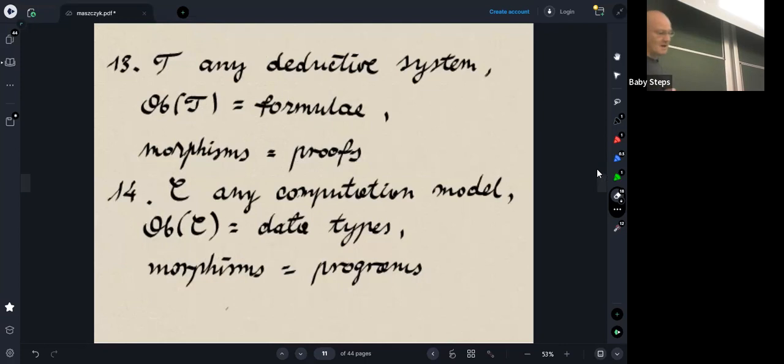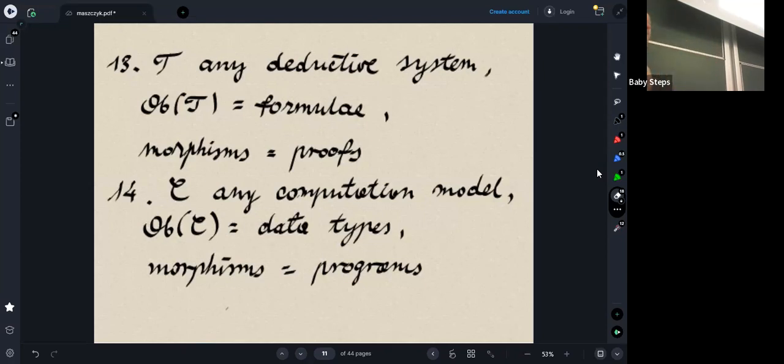But also in the theory of proofs, we have an example. If T is any deductive system, then we can regard formulas of this system as objects, and then morphisms could be taken as proofs.